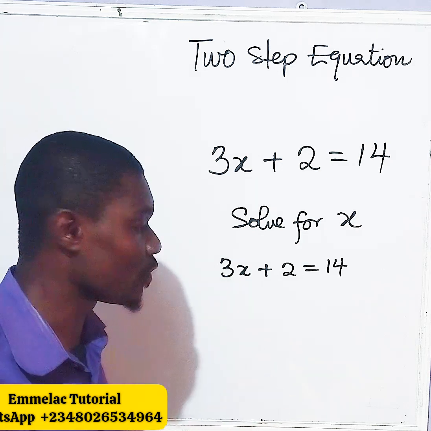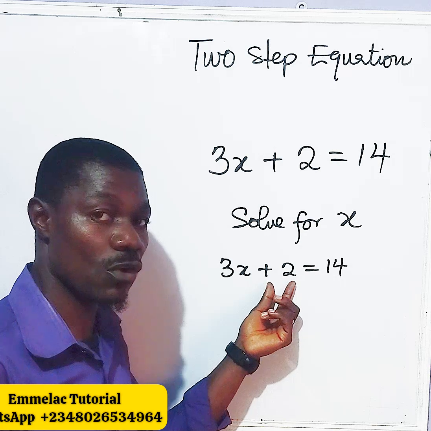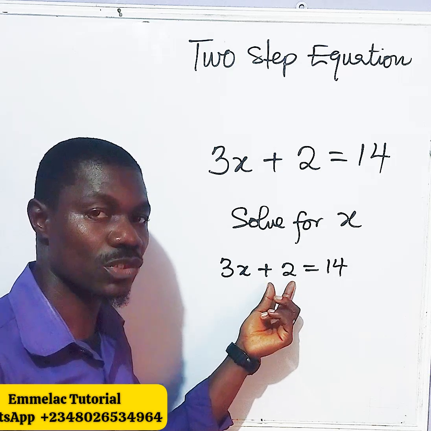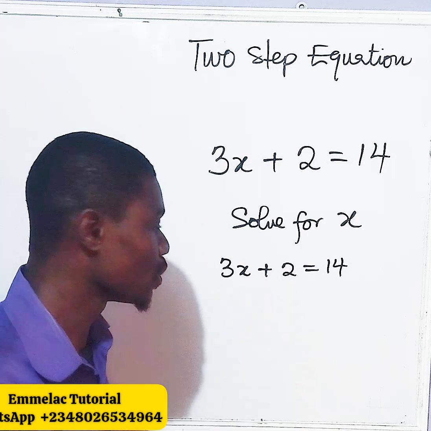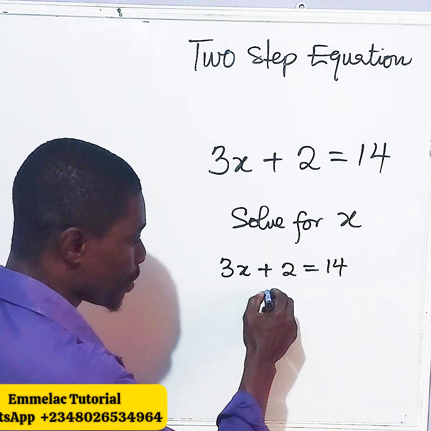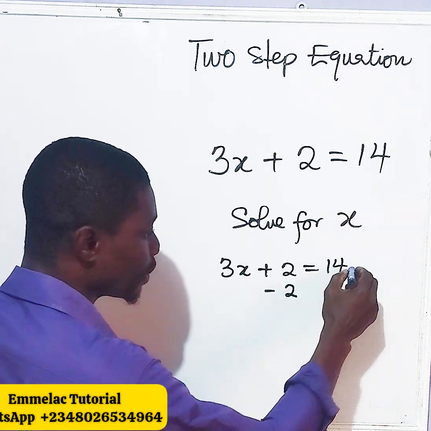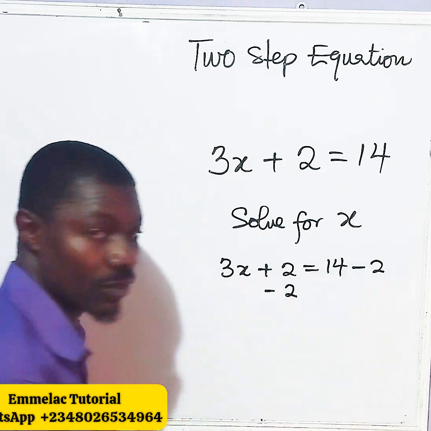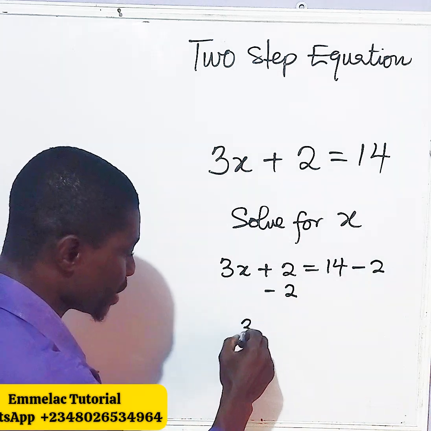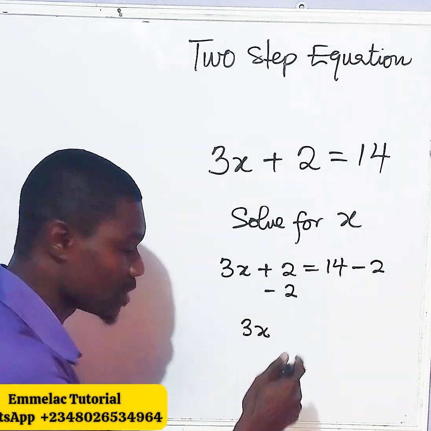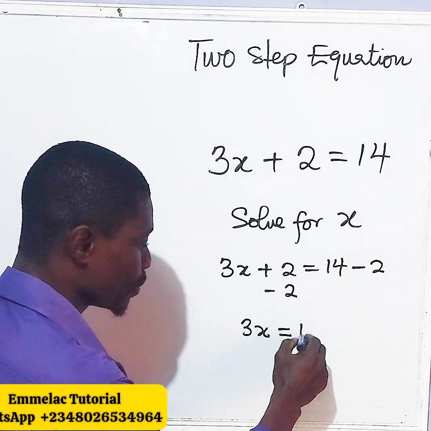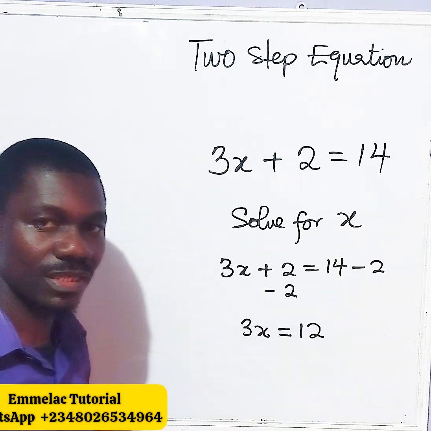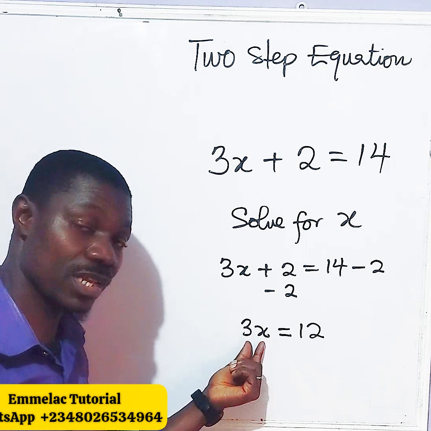All you need to do first is undo the positive sign. The opposite operation of plus is minus. So what we need to do is subtract 2 from both sides of the equation. We are left with 3x on the left side, and 14 take away 2 will give us 12.